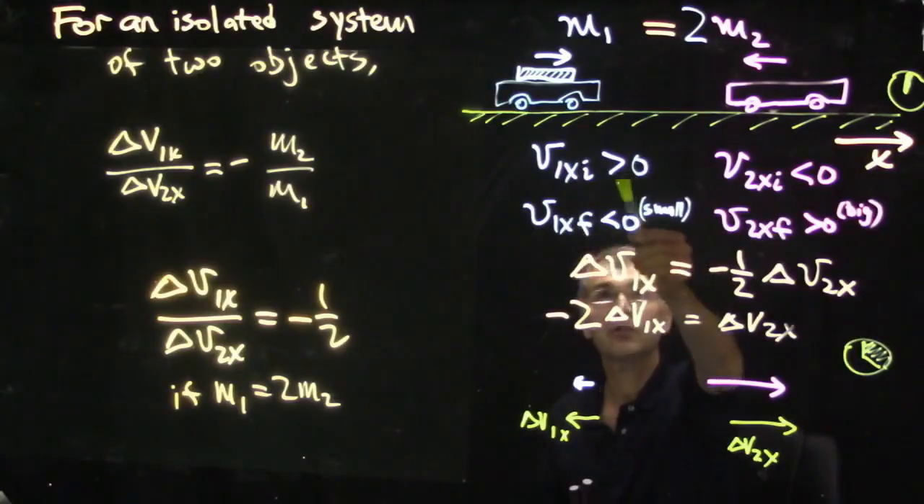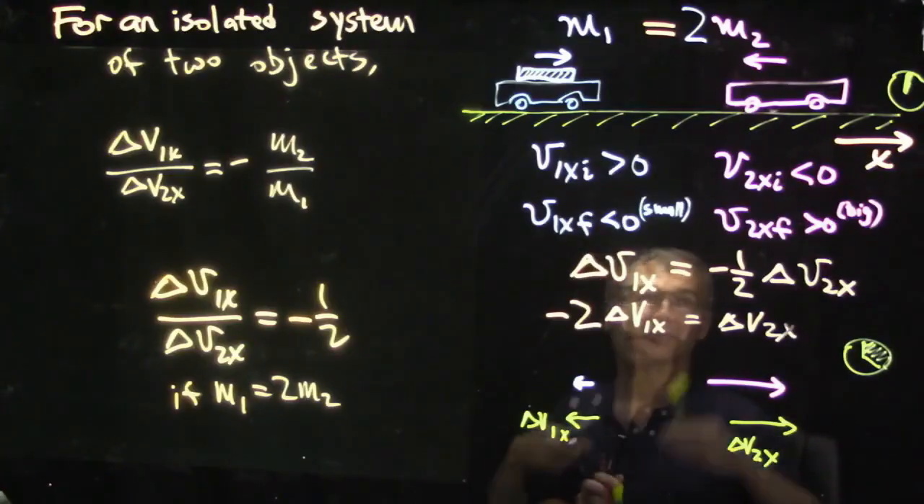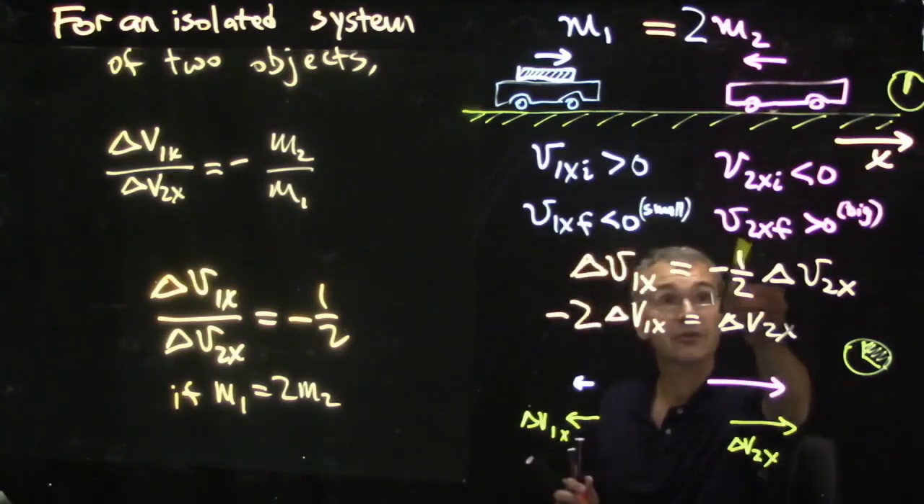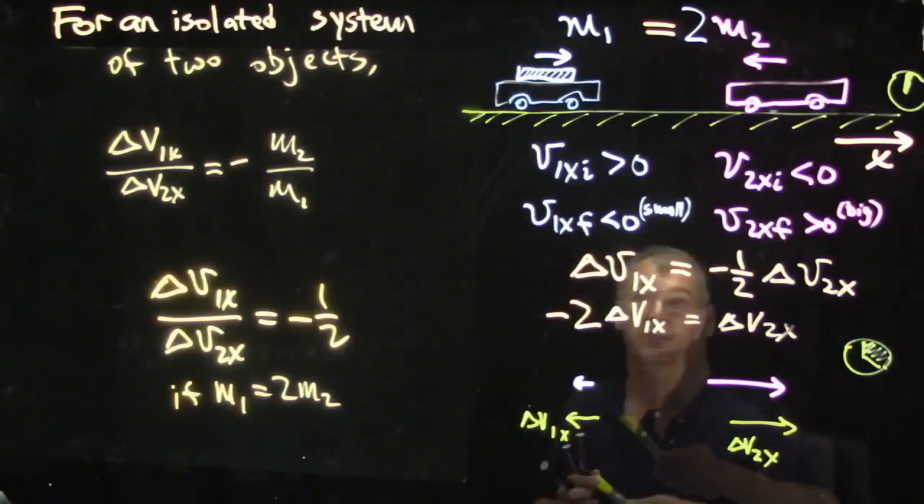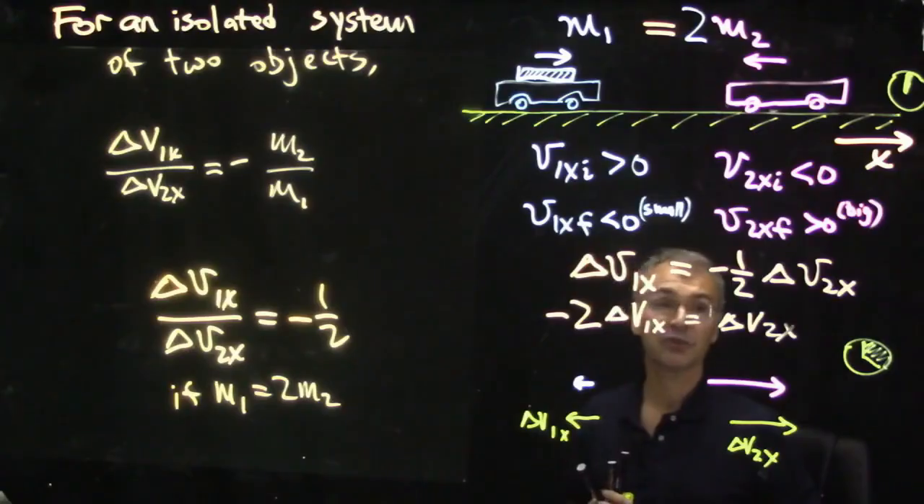So V1x initial is positive, the blue cart's moving to the right. V2x initial is negative, the red cart initially is moving to the left. After the collision, we will see the blue cart moving to the left, but at a small speed, and we'll see the red cart moving to the right, but at a big speed. I have a little blue arrow going to the left for the final state, and I have a big red arrow moving to the right for the final state.